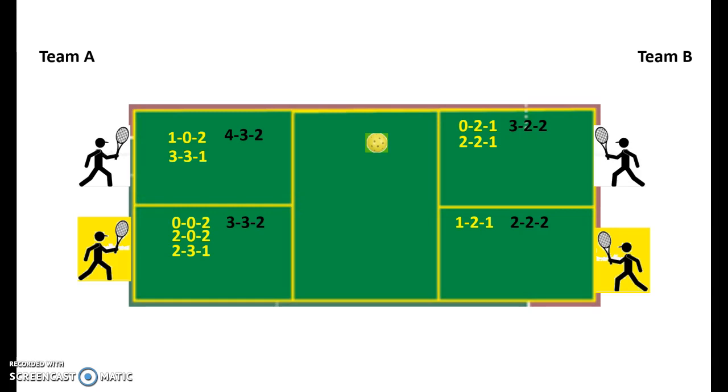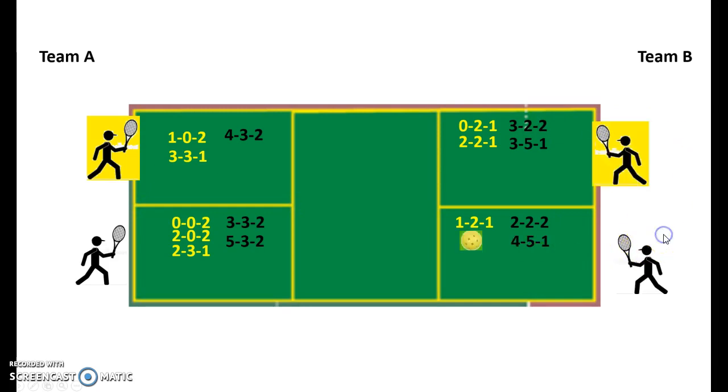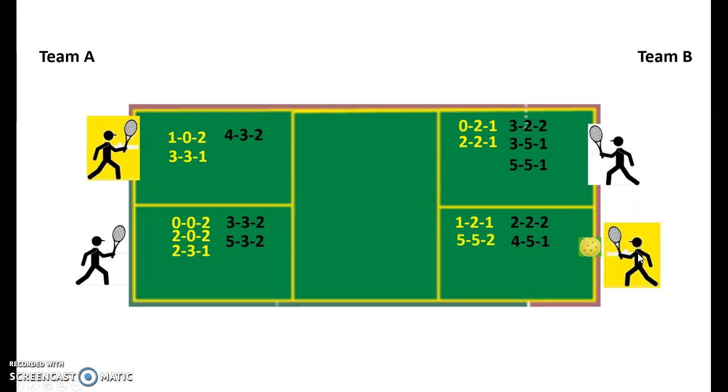It looks like Team B shot it into the net. These two swap positions. Serve the ball, and it's wide, side out. Serve comes back to Team B. This person is in the serving court, so the score is now 3-5-1. Team A shoots it long. These two are going to swap positions. The score is now 4-5-1. And Team A shoots it into the net. These two swap positions. This player serves, and, oh, what a bad serve. So now it is the second player's turn to serve. The score is now 5-5-2.